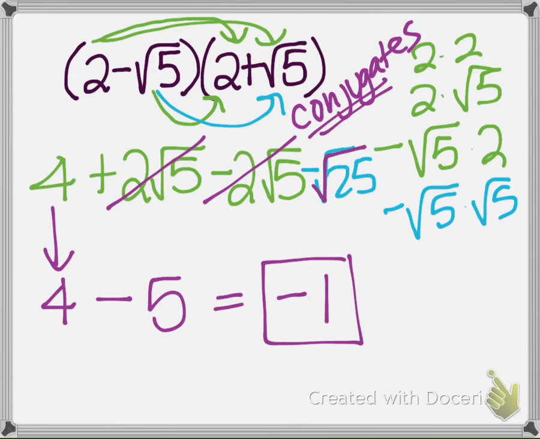So instead of doing all this work, we could have just done 2 times 2 is 4. And radical 5 times radical 5 is 25 to get the 5 because it was a difference of 2 squares.